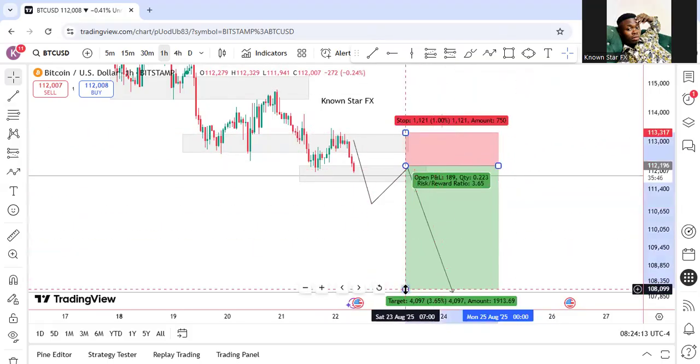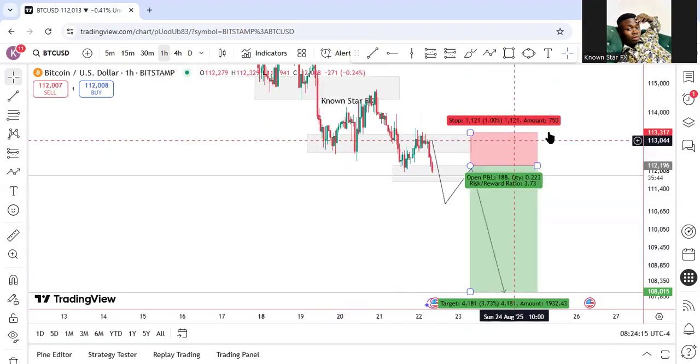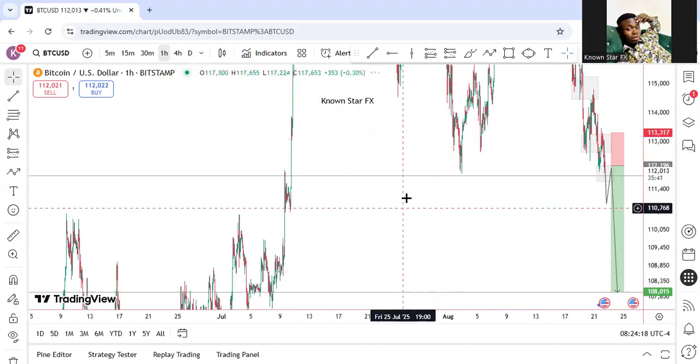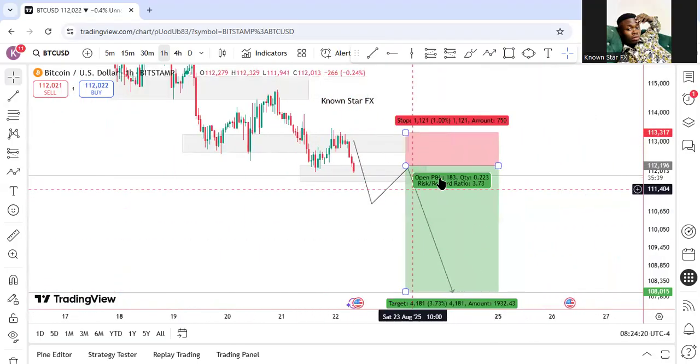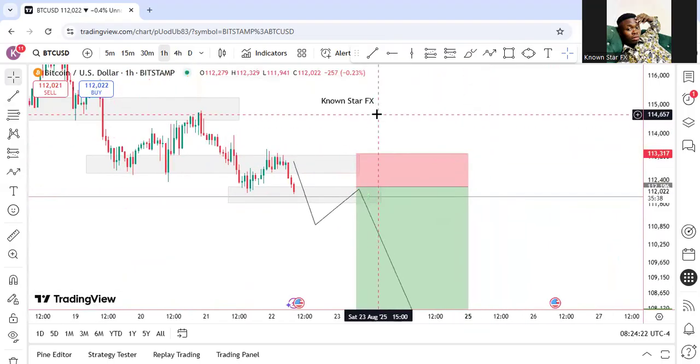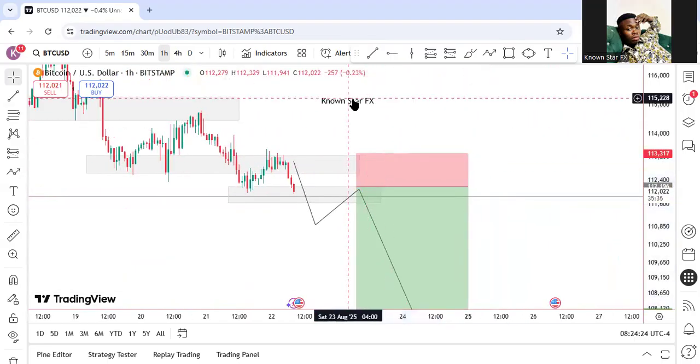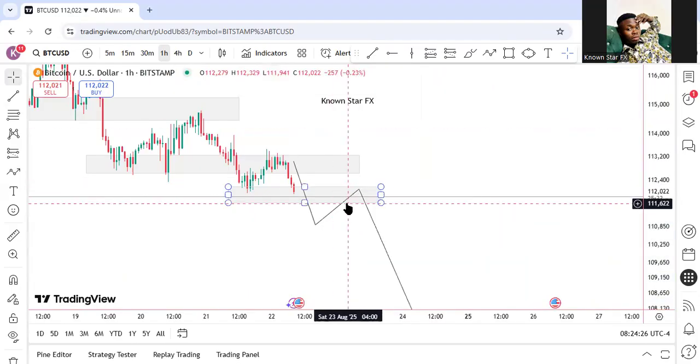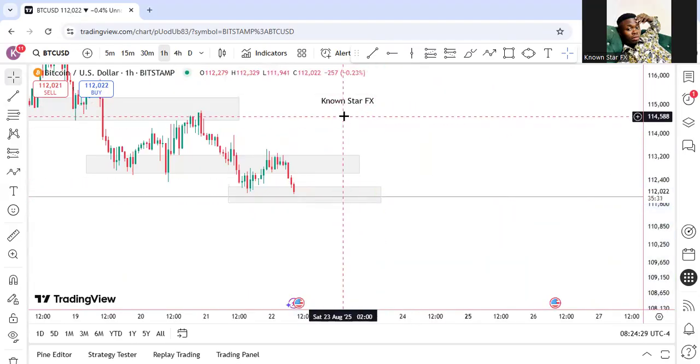You can still keep your stop loss at that. So you can see, this is a very, very perfect entry. This is a very, very perfect trade. So now let's go down and analyze the 1 hour.